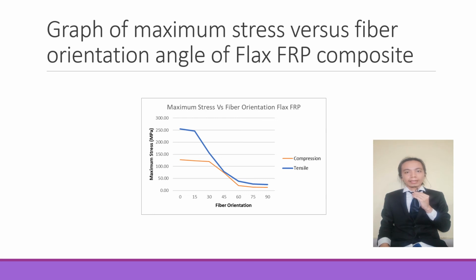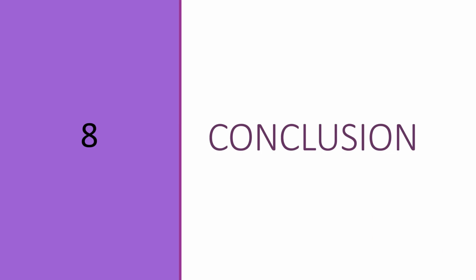To verify that the modeling and the simulation using Ansys is valid, the data for maximum stress in 0 and 90 degree directions for tensile and compression testing of flax FRP composite should be equal to the tensile strength, both 0 and 90 degrees, obtained in the simulations. Therefore, this graph shows the same values for 0 and 90 orientations. So, the result of the graph analysis is valid.